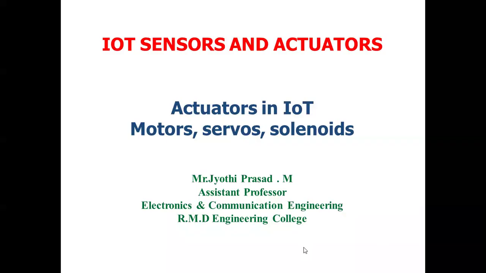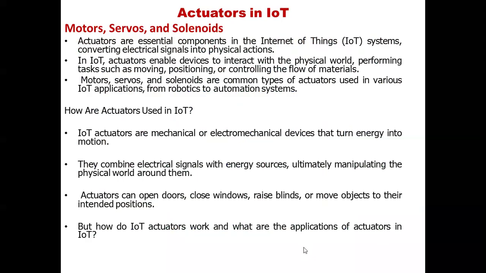Today I am going to discuss actuators in IoT, like motors, servos and solenoids. Like we discussed in the earlier video, we elaborated on IoT sensors, and now I am going to elaborate about actuators in IoT. Both sensors and actuators are very important with respect to IoT in robotics. The sensors gather, observe, or sense the information from the environment.